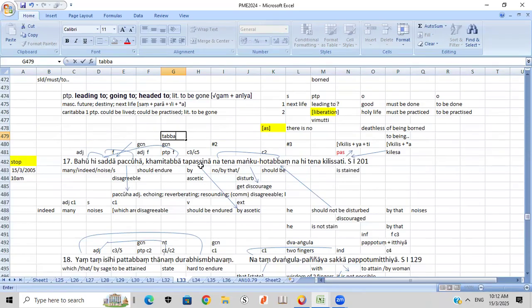Okay. Can you see this word tapasina? It also takes a long A. In this case, this is case 3, instrumental: should be endured by the ascetic. All right.